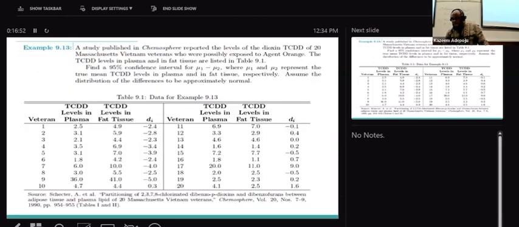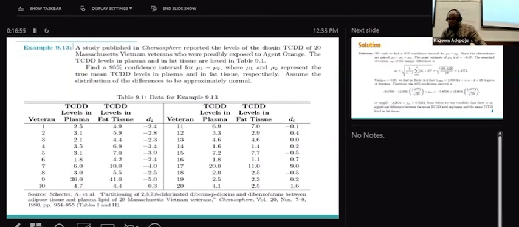Okay. Now, take a look at this example. A study published in Chemosphere reported the level of the dioxin TCDD of 20 Massachusetts Vietnam veterans who were possibly exposed to Agent Orange. The TCDD levels in the plasma and the fat tissue are listed in that table. I'll find a 95% confidence interval for that. How many veterans? 20.